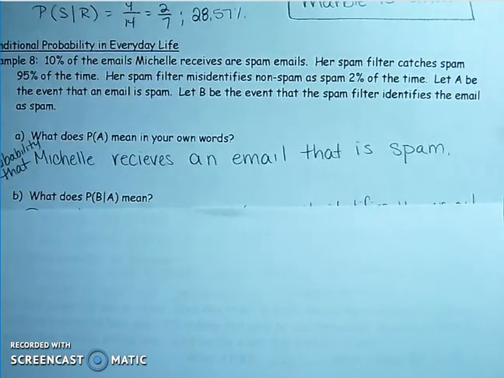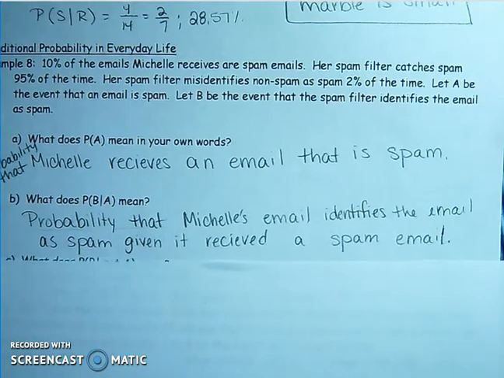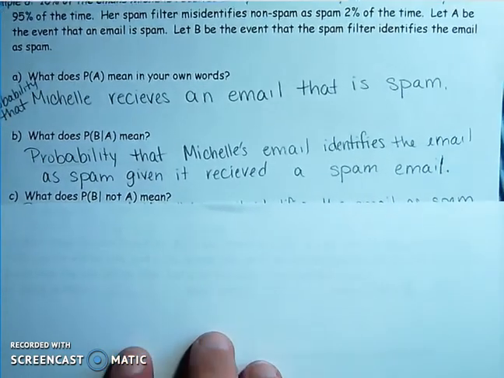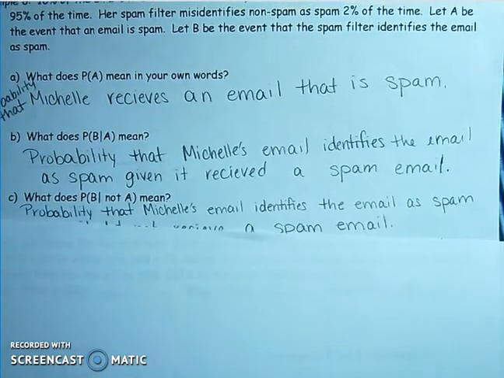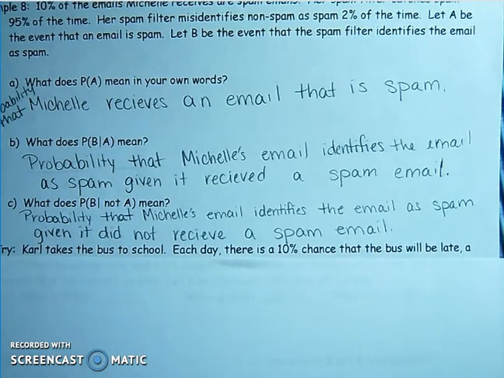Well, B is the event that the email is identified as spam, given that the email is spam. So it's the idea that Michelle's filter identifies the email as spam given that it received a spam email, or it identified it correctly. What does B given not A mean? It means the probability that Michelle's filter identified it as spam, but it wasn't spam, meaning it identified it incorrectly. So that's that 2%.